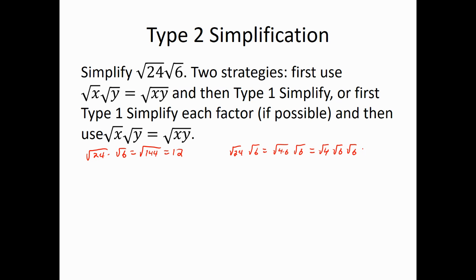And then root 4 is, of course, 2, followed by root 6 times root 6. And then, of course, just simply by the definition, root 6 times root 6 has to be 6. So we end up with 2 times 6, which is 12. So in the last two, we didn't end up with any radical expression. Sometimes that happens, sometimes that does not. In this case, and the prior one, it did not.